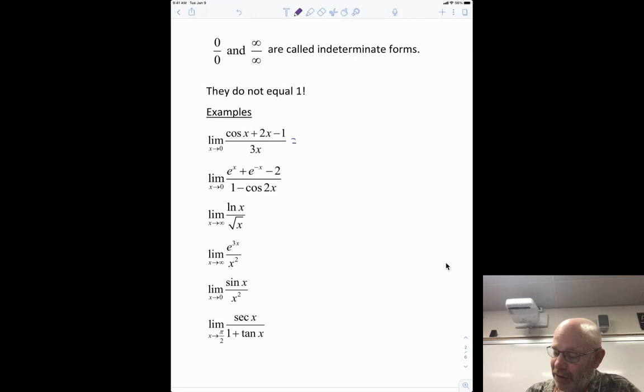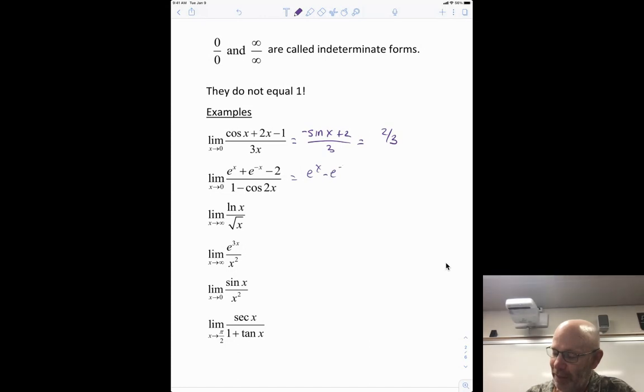So there are 0, 0. So I can take the derivative. I'm not going to rewrite the limit. That's okay. I get negative sine x plus 2 over 3. Now I plug in that 0. And sine of 0 is 0. So I get 2/3.